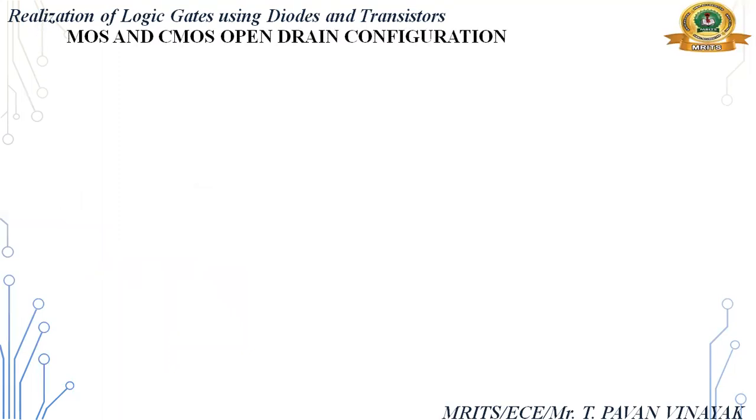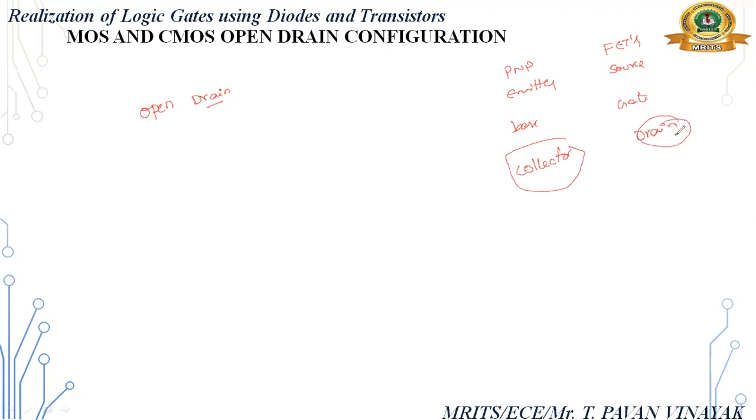The same thing applies for MOS and CMOS. In MOS and CMOS, we have only two configurations: open drain and tri-state. For NPN or PNP transistors we have emitter, base, collector. For FETs, we have source, gate, drain. Instead of collector, we open the drain. There is no totem pole configuration in MOS or CMOS.